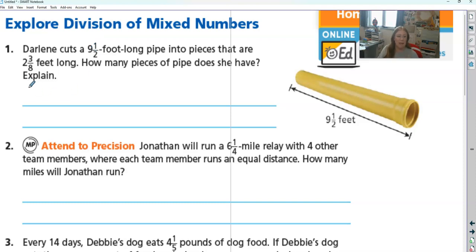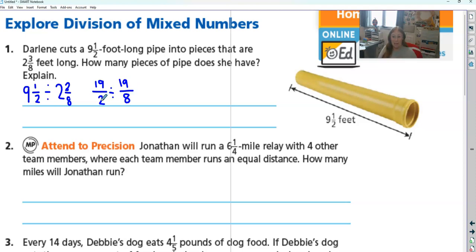So when we take this 9.5, we're taking the whole thing and we're dividing it into pieces that are 2 3/8. So we want to set up our problem. Now we don't just want to do 9 divided by 2, 1 divided by 3. We want to put all those pieces together. So we want to make these improper to see the actual pieces that we have. So 9 times 2 is 18, plus 1 is 19 over 2. We're dividing it by 8 times 2 is 16, 17, 18, 19 over 8.